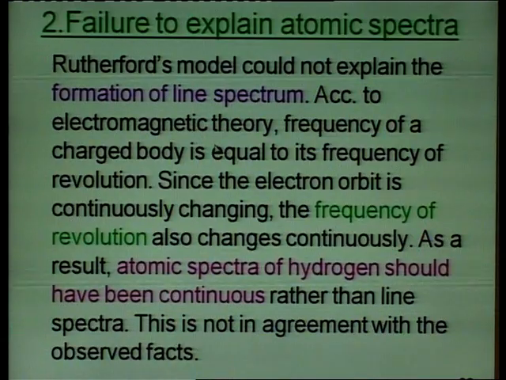According to electromagnetic theory, the frequency of a charged particle is equal to frequency of its revolution, and since the electron orbit is continuously changing, the frequency of the revolution also changes continuously. As a result, the atomic spectra of hydrogen should have been a continuous rather than line spectrum. So, we obtain a line spectrum, but according to Rutherford's model, the spectra should have been a band one. So, this is not in agreement with the observed facts.